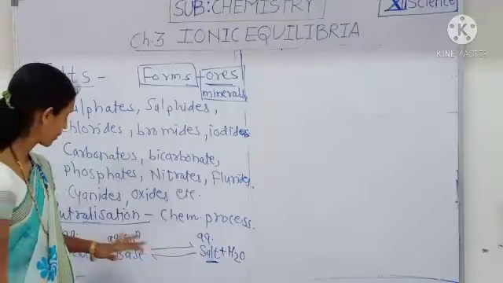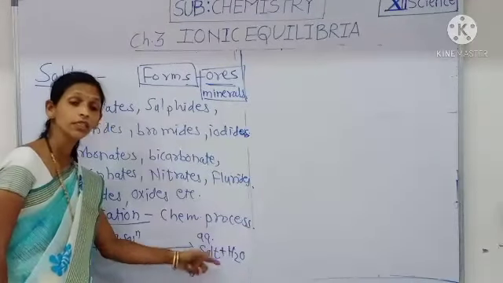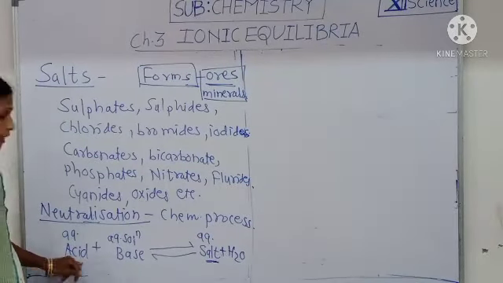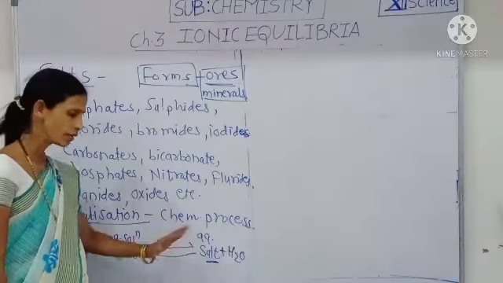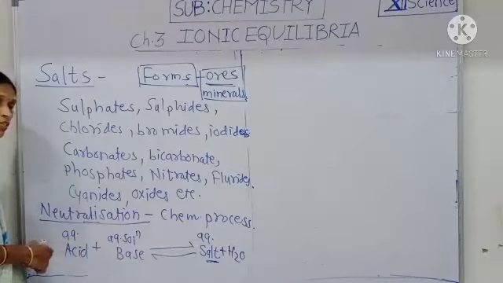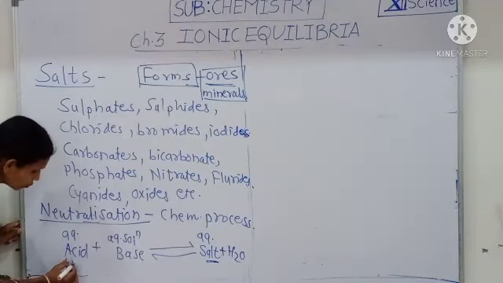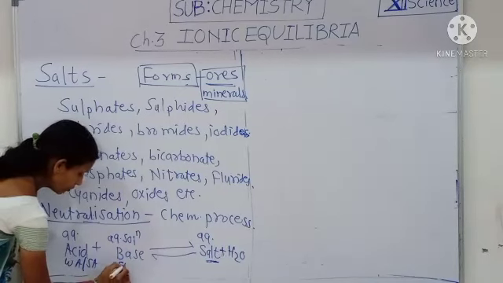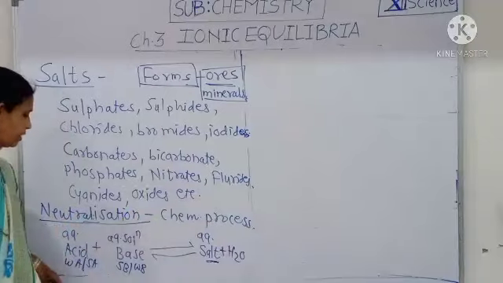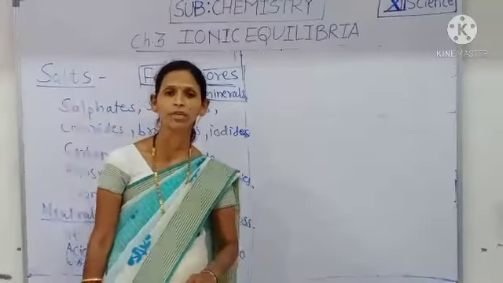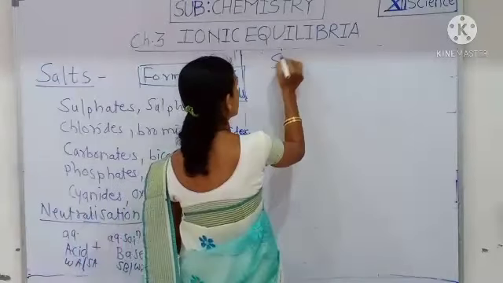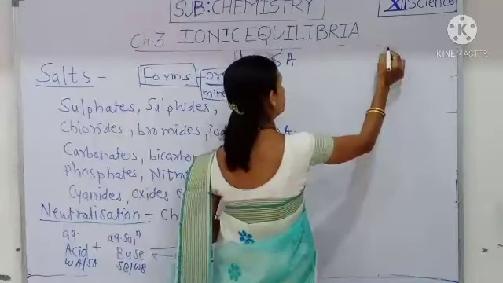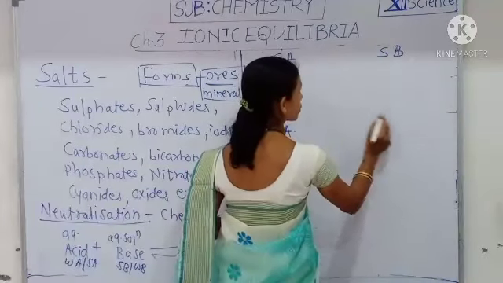Then see here, the type of salt depends upon which type of acid and which type of base it is obtained from. That means it depends upon whether the acid is a weak acid or strong acid, and whether the base is a strong base or weak base.